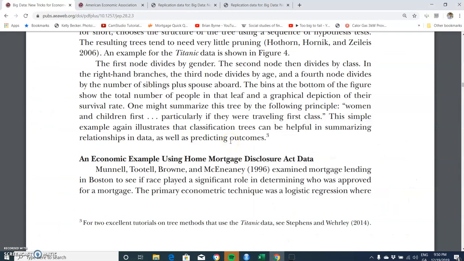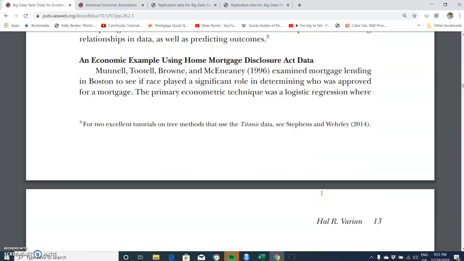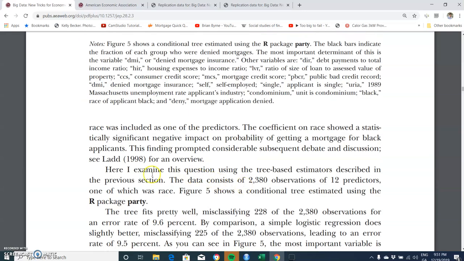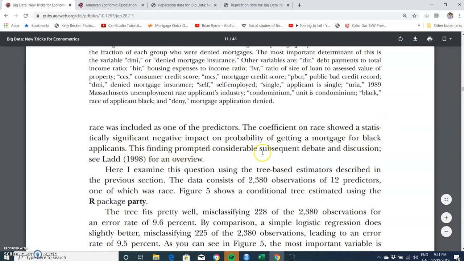Halvarian also offers some interpretation. So an economic example using the Home Mortgage Disclosure Act data, Munnell, Tootell, Browne, McEneaney, 1996 examined mortgage lending in Boston to see if race played a significant role in determining who was approved for a mortgage. The primary econometric technique was logistic regression, where race was included as one of the predictors. The coefficient on race showed a statistically significant negative impact on probability of getting a mortgage for black applicants. This finding prompted considerable debate and discussion. See Ladd in 1998 for an overview.